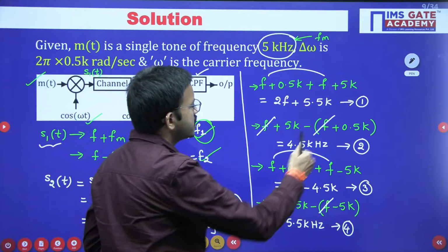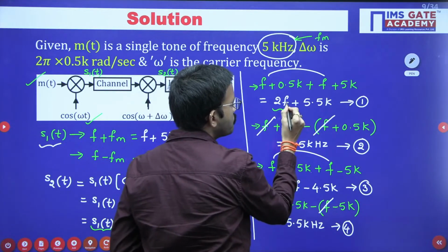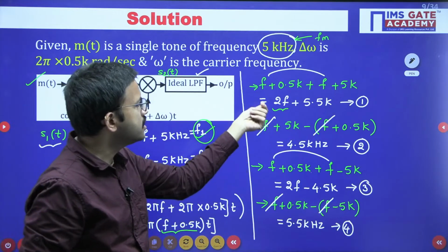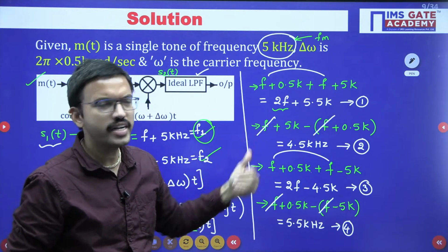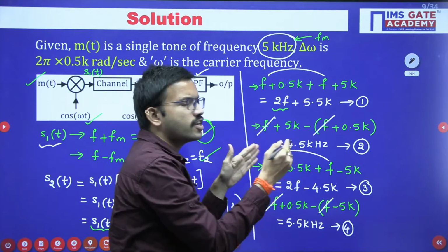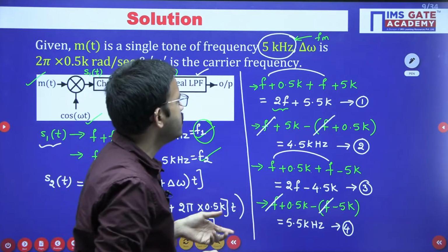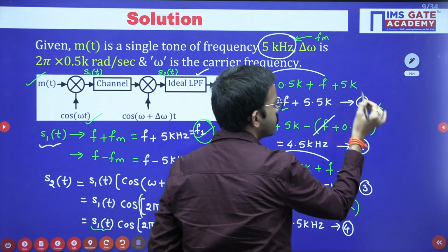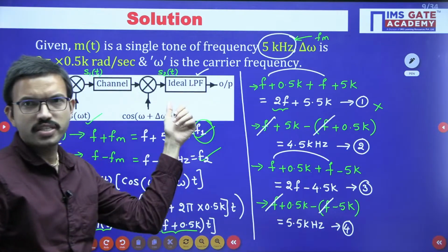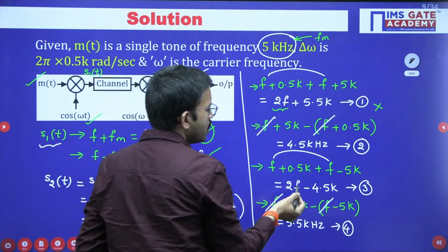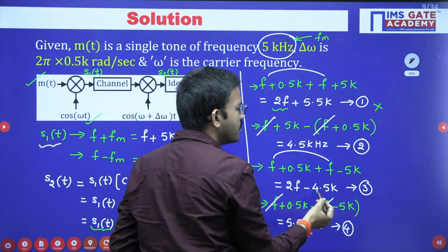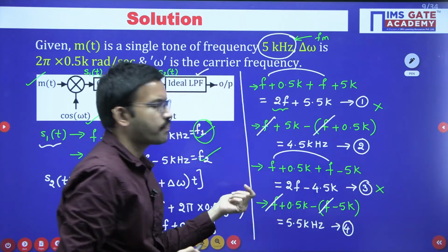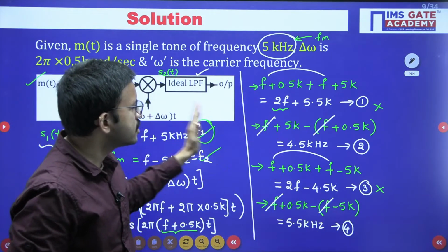Yes, just observe here. Here you are having 2f plus. Here f is the carrier frequency. In general, it is in the order of megahertz, or maybe in the order of kilohertz, multiples of 100. So that means it is very high frequency. So this particular frequency won't pass this low pass filter. Similarly, here also you can observe 2f is a very high frequency. From there you are subtracting 4.5k, so this particular frequency is also very high. So these two frequencies won't pass.